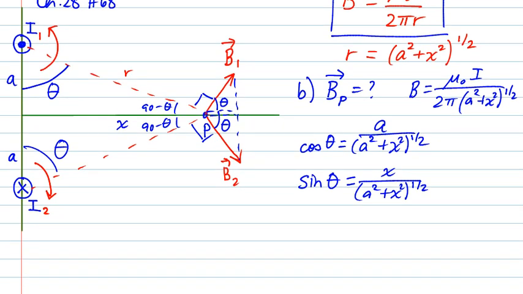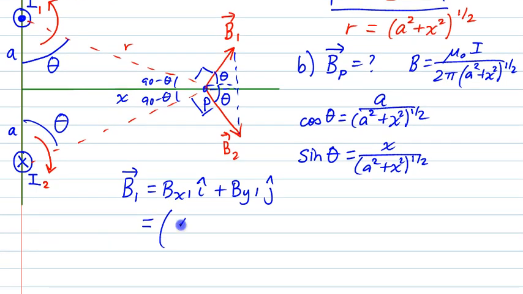And so what this is going to do for us is, for example, if we want to write the magnetic field from the first wire in terms of its components, so Bx1 i hat plus By1 j hat, well, this is going to be pretty straightforward. It's just going to be mu naught I over 2 pi a squared plus x squared to the 1/2, but then we need to multiply that by the cosine of theta, which is a over a squared plus x squared to the 1/2.